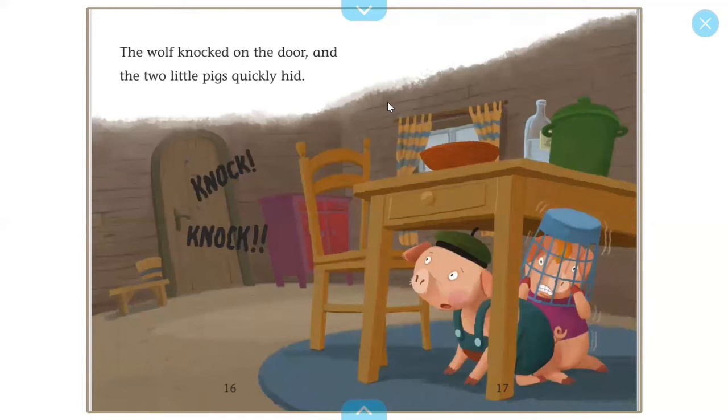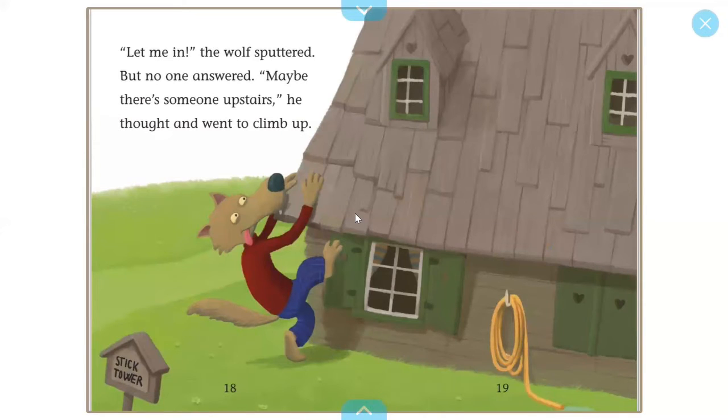The wolf knocked on the door, and the two little pigs quickly hid. Oh, look, he's got a basket over his head. He's not hiding very well, is he? "Let me in," the wolf sputtered. It means he said it really fast. "Let me in." But no one answered. Maybe there's someone upstairs, he thought, and went to climb up.